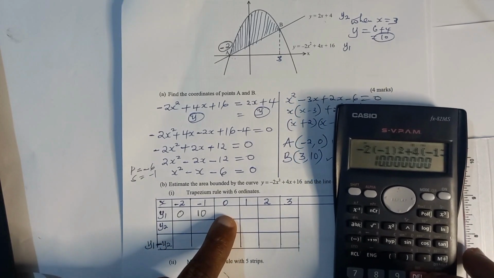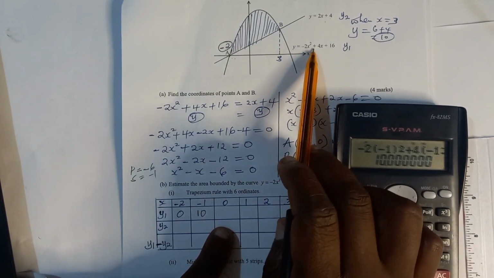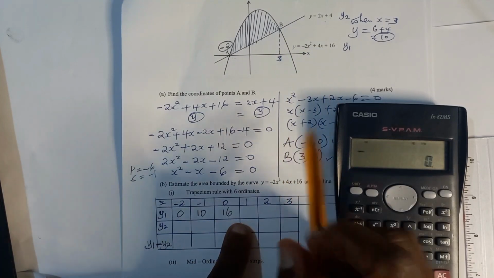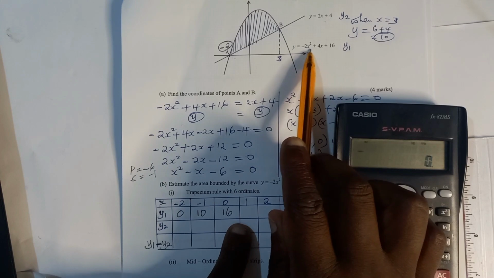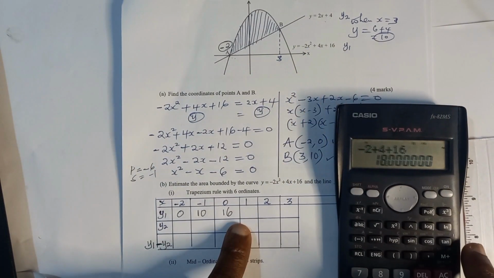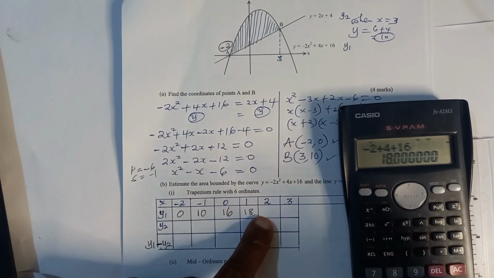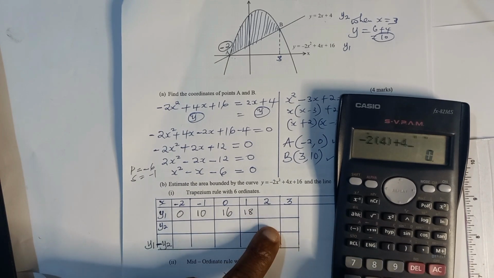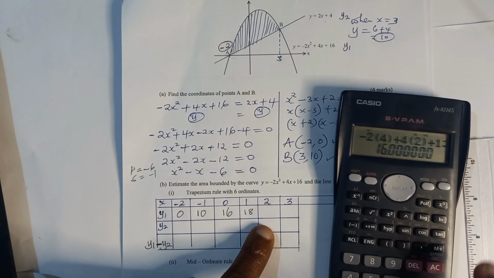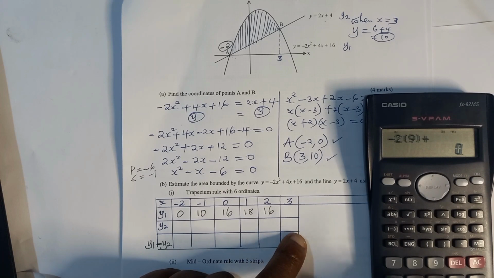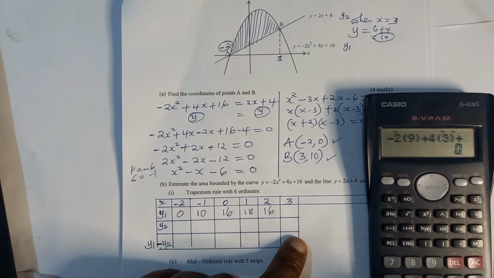When x is 0, that is easy. Just substitute 0 here. You shall have y will be 16. Then when x is 1, when you substitute 1 here, you shall get -2 plus 4 plus 16. That will be 18. Then when x is 2, we shall have -2 times 2 squared, which is 4, and then plus 4x, x is 2, plus 16, that will be 16. When x is 3, -2 times 3 squared, which is 9, plus 4 times 3, plus 16, that will give 10.